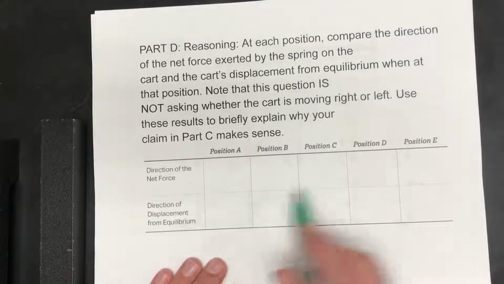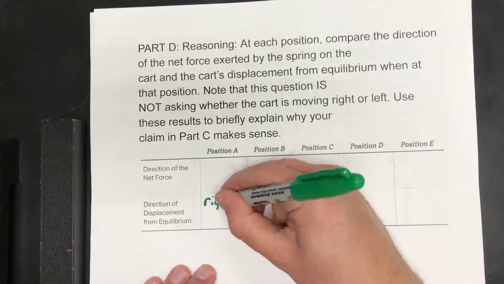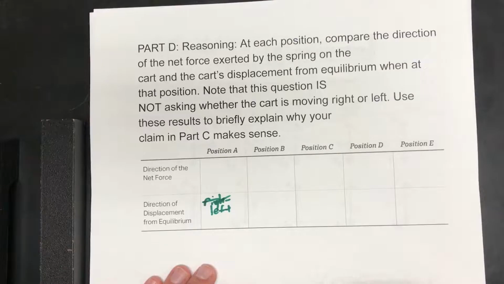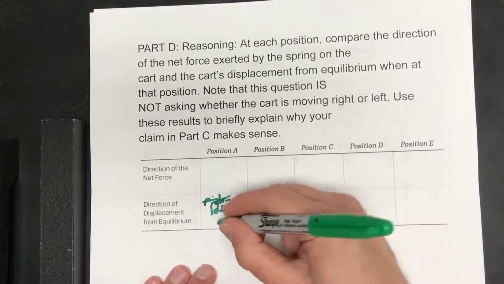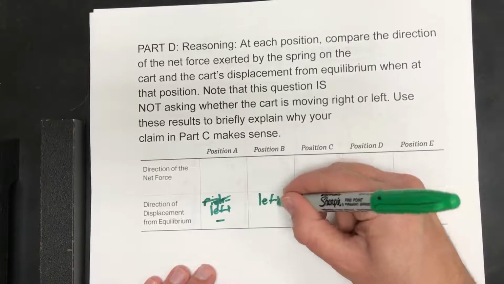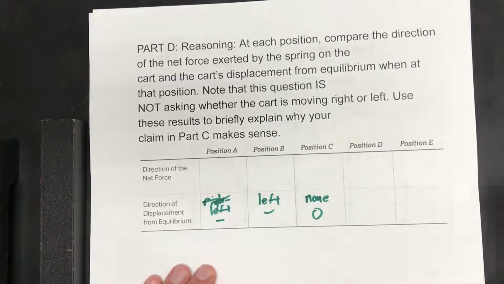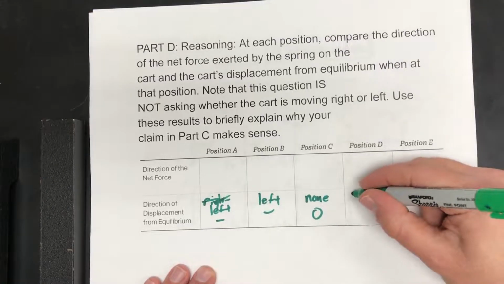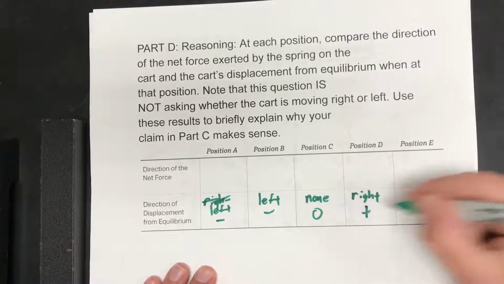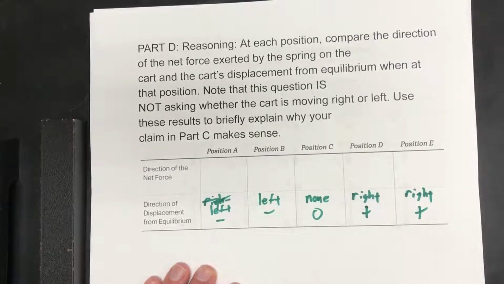It says, what is the direction of each of these? Displacement's easier. At position A, you can clearly see it is to the left of center. We could call that a negative direction like they do. At position B, we're also to the left, or negative if you want to call that, and here there is no displacement, or you could say 0. At position D, we are to the right of what they call the center, or we could say that that is a positive, and same thing at position E there.